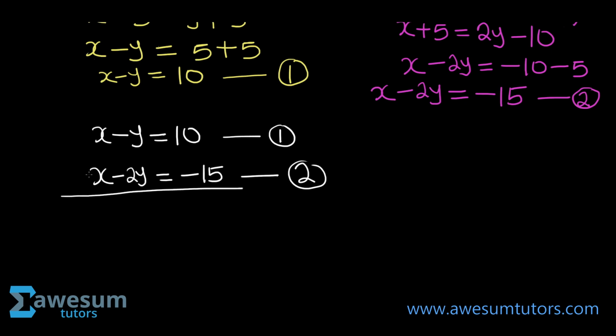We want to use the elimination method. I can eliminate X in this case. I can subtract. So X minus X gives me 0. Minus Y minus minus 2Y, because minus times minus is going to give me plus. That's plus 2Y. So that means minus Y plus 2Y gives me Y equals 10 minus 15. That gives me 25. Very good. So that tells me that my Y is 25.